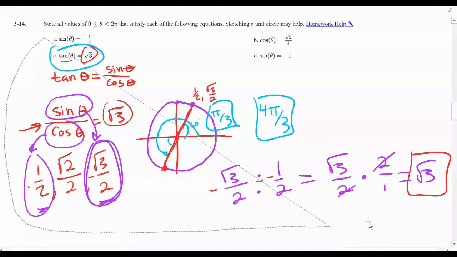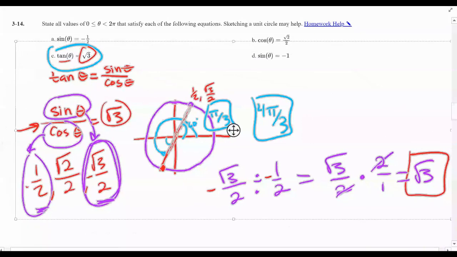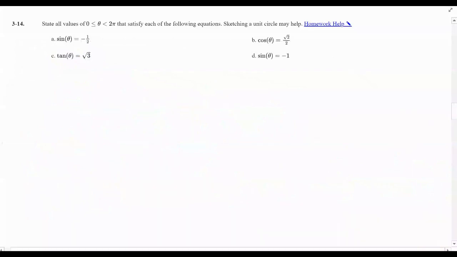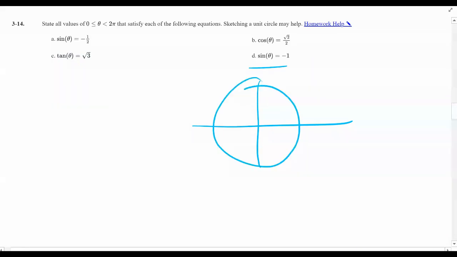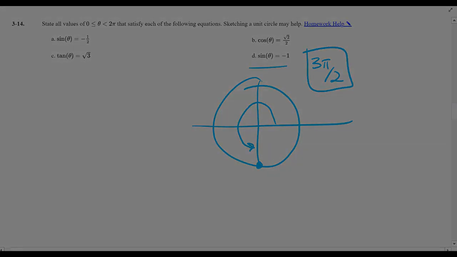Now, let's see if I can delete all this in one little go here. Delete. Nice. So the last one, when is sine of theta equal to -1? Again, that's my y value on the unit circle. My y value is at -1 right here, which there's only really one solution, which would be 3 pi over 2.